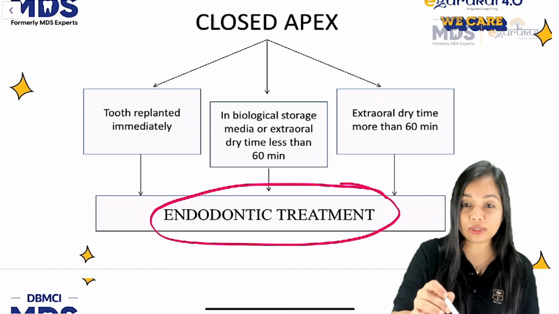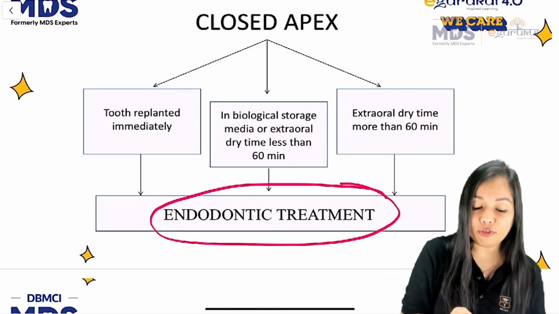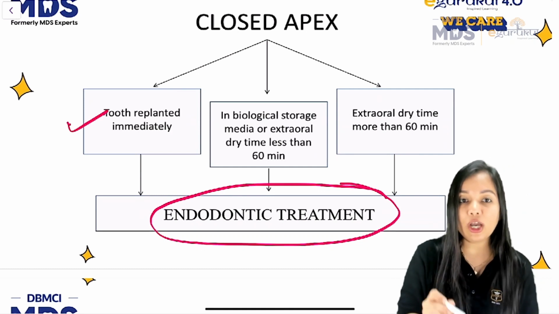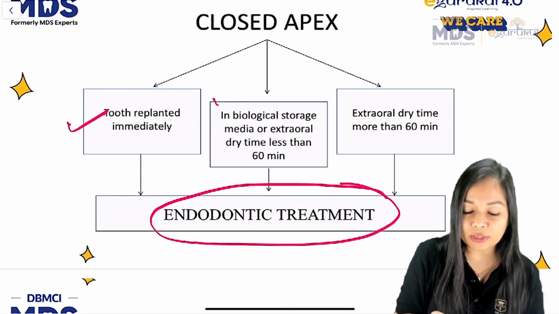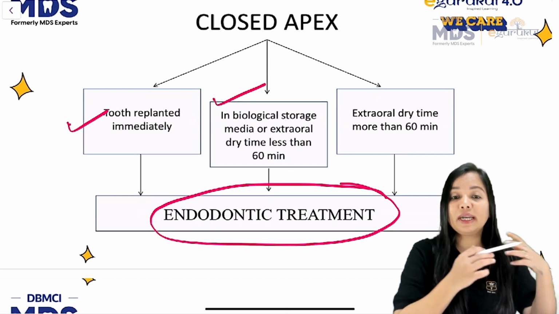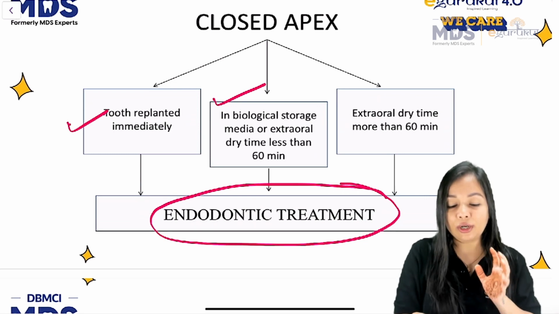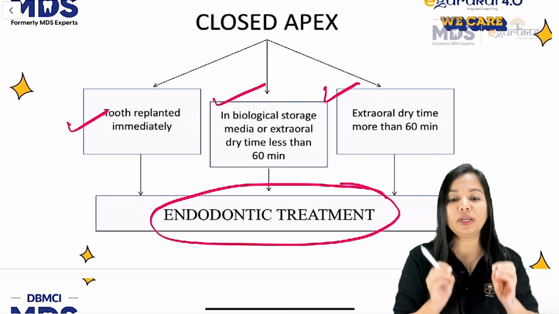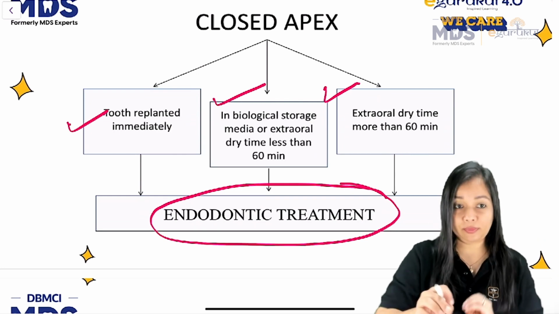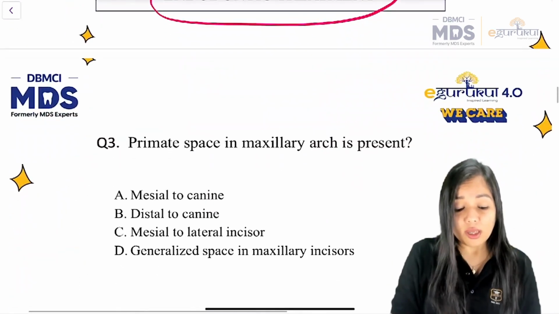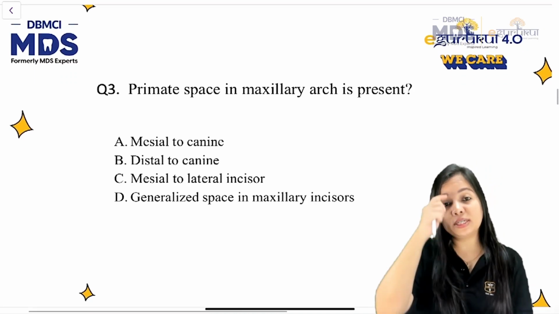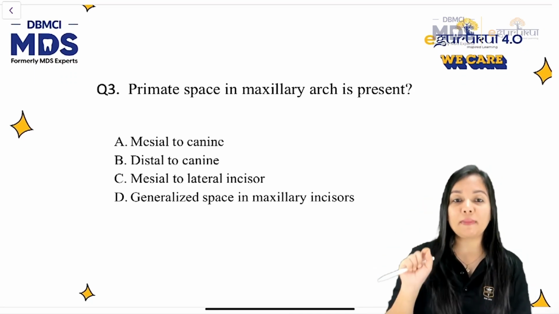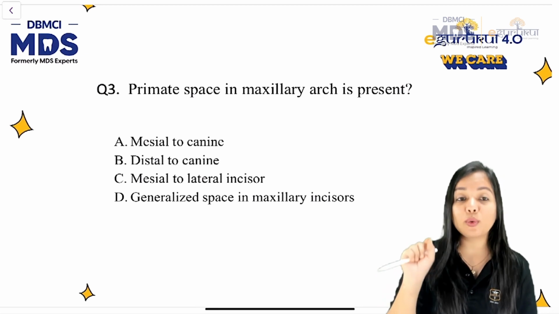So, if there is a closed apex, and either you've replanted the tooth immediately, or there has been a biological storage media time greater than or less than 60 minutes, you ultimately replant it, splint it, and do an endodontic therapy. Am I clear? Now comes the third question, which is primate space in maxillary arch is present where?